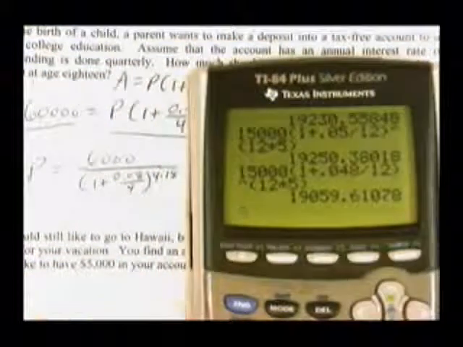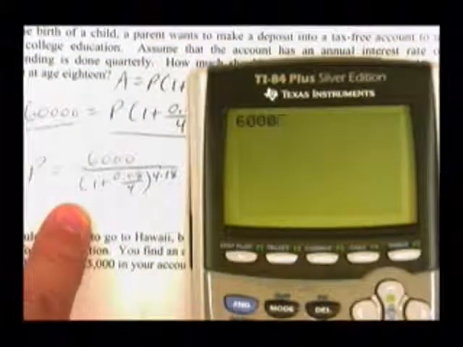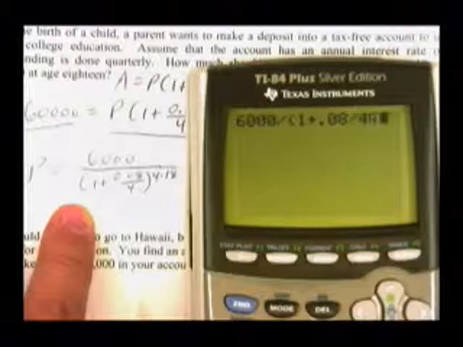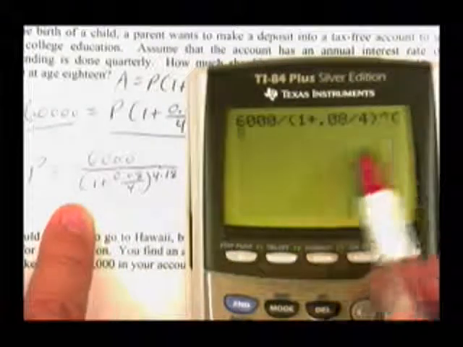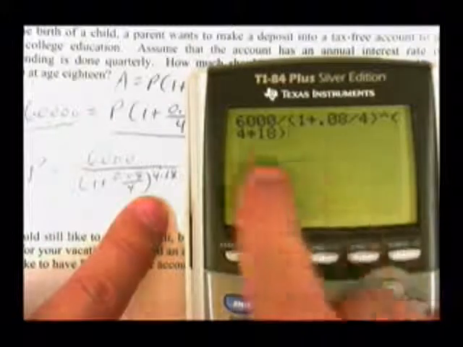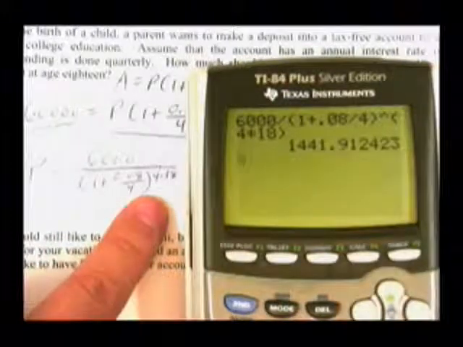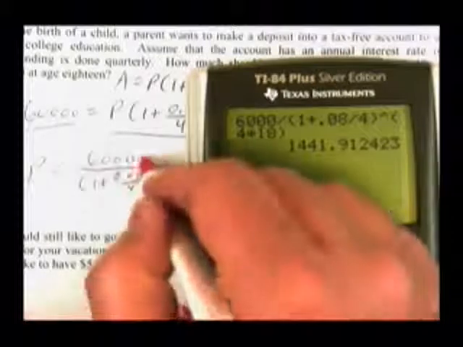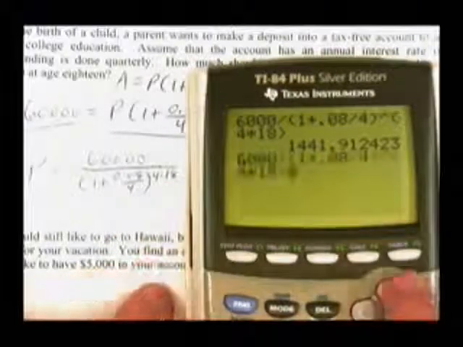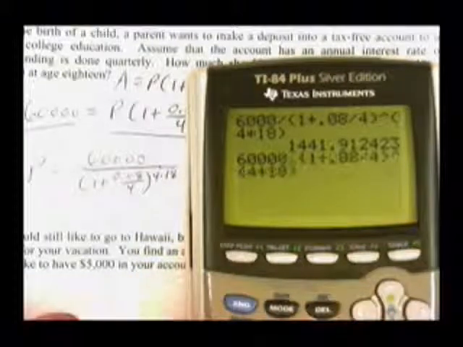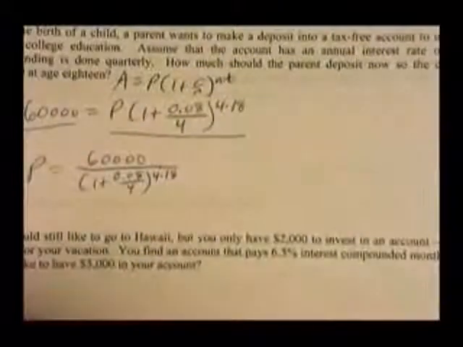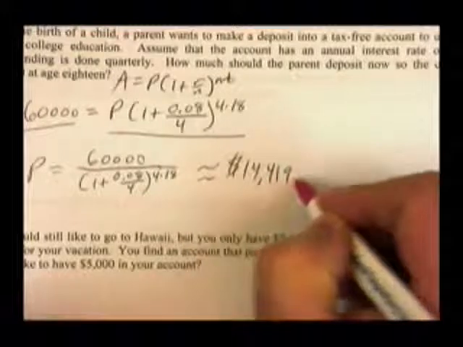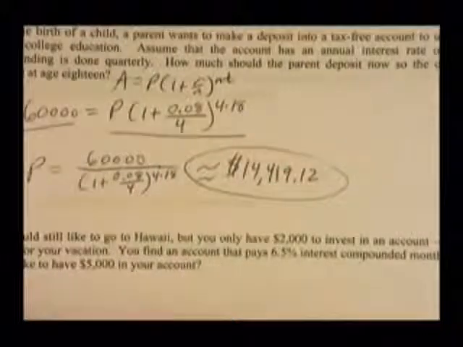Move that over. Okay. So I'm going to say 60,000 divided by 1 plus 0.08 divided by 4. Raised to the, and again, I need the whole 4 times 18 in the exponent, so I'm going to put that in parentheses. Oh, that's 60,000. I dropped a 0 here. So let me go back in, and I'm going to insert a 0. There we go. And so I get that they need about $14,419.12.